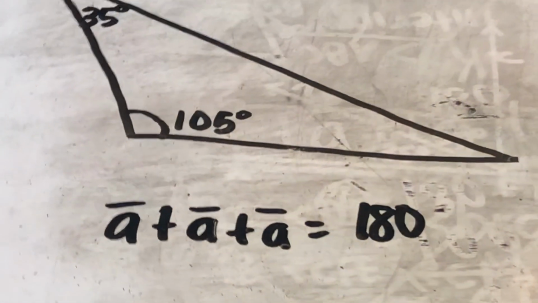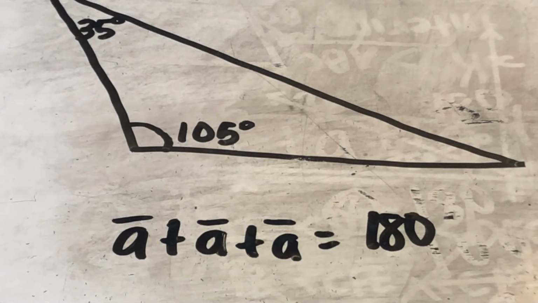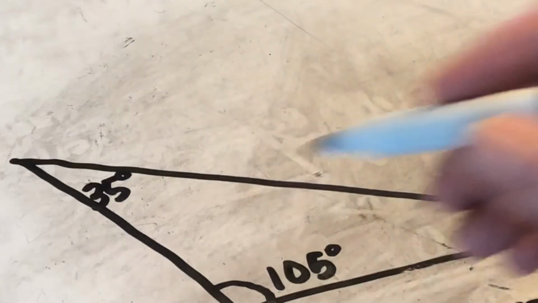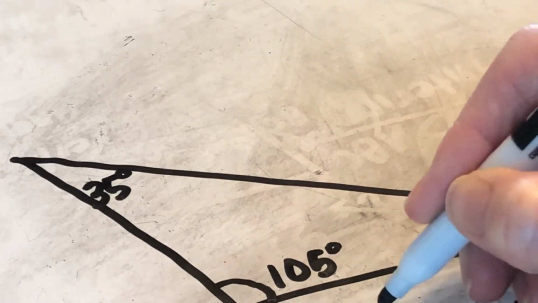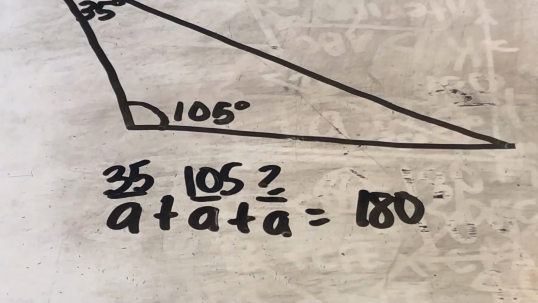Angle plus angle plus angle equals 180. Doesn't matter if it's a giant triangle the size of your room. Doesn't matter if it's a teeny tiny triangle the size of your palm. Always going to equal 180. We're going to fill in the angles we have. We know the first angle is 35. I know the second angle is 105. I don't know the third angle, but I'm going to figure it out.